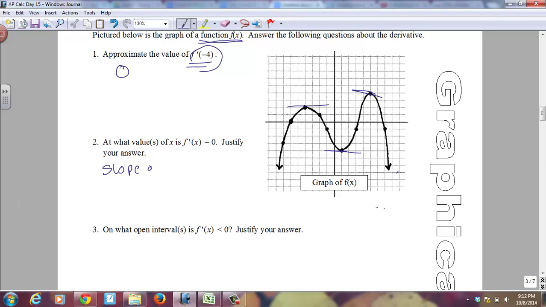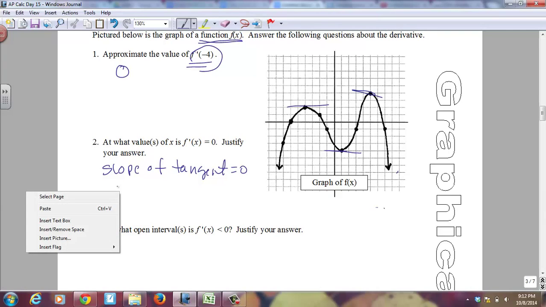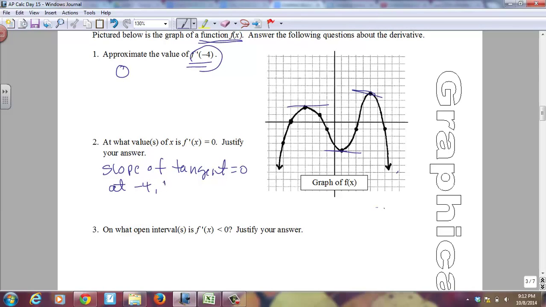slope of tangent equals 0 at, what did I say, negative 4, positive 1, and 5, I think it was. And to justify that, slope goes from positive to negative. Flat spots on the graph where the tangent line is horizontal. Any of those are getting close to justifying, whatever makes sense to you.